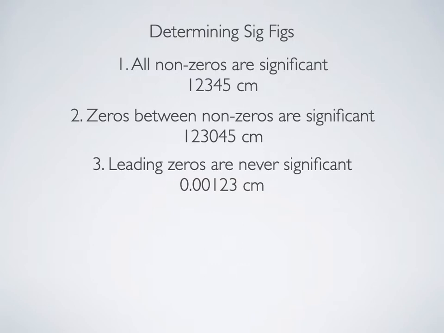Now, this is the part that really confuses people, because do not confuse the idea of significant with important. Those zeros are important for communicating the size of that measurement. They are not significant because they don't tell us about the sensitivity of the scale.